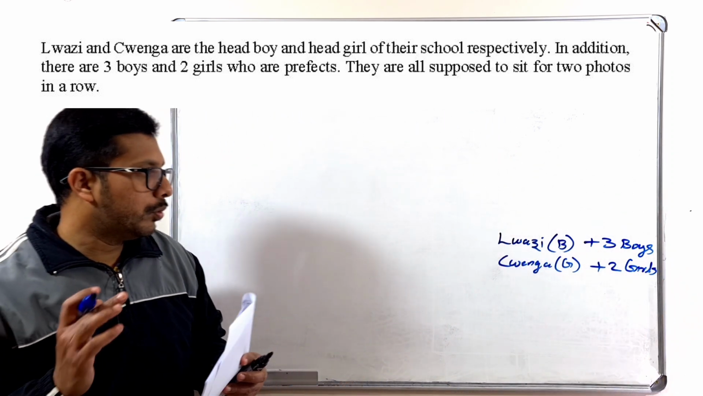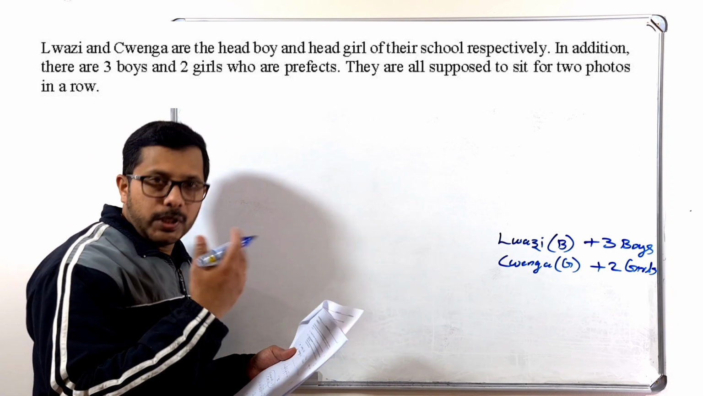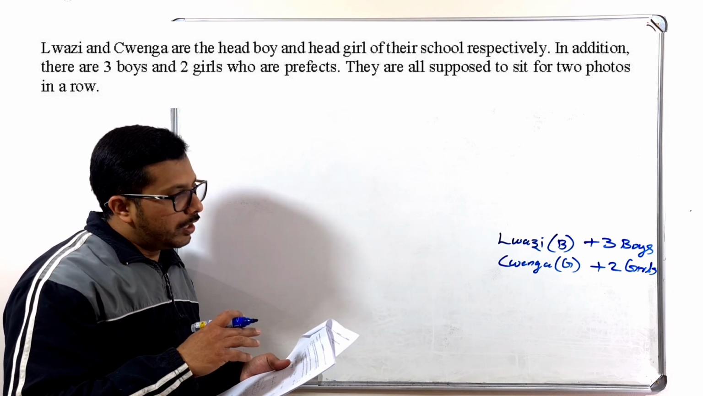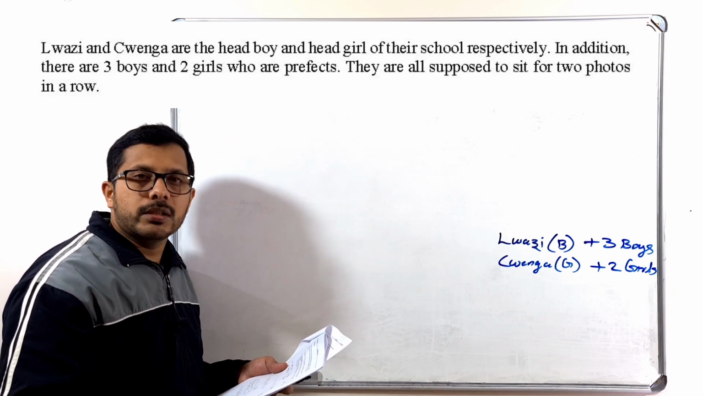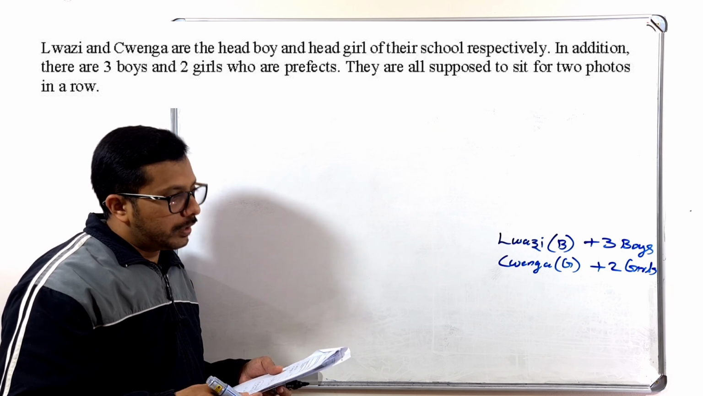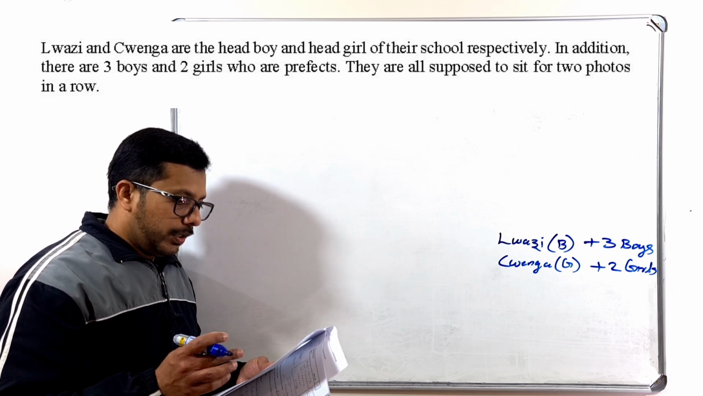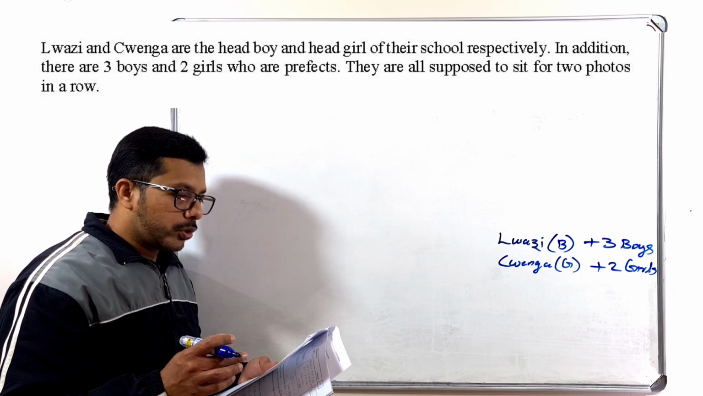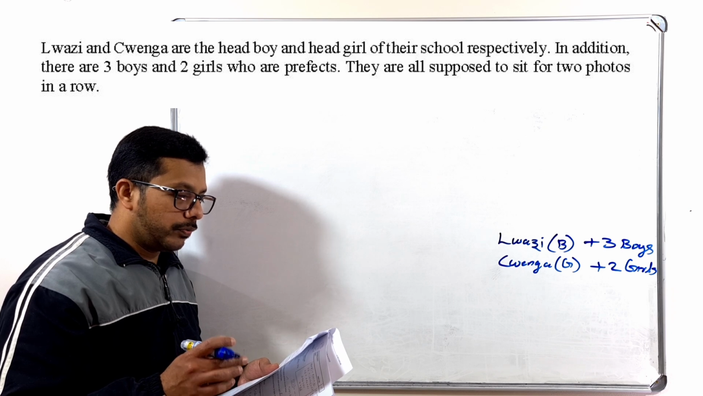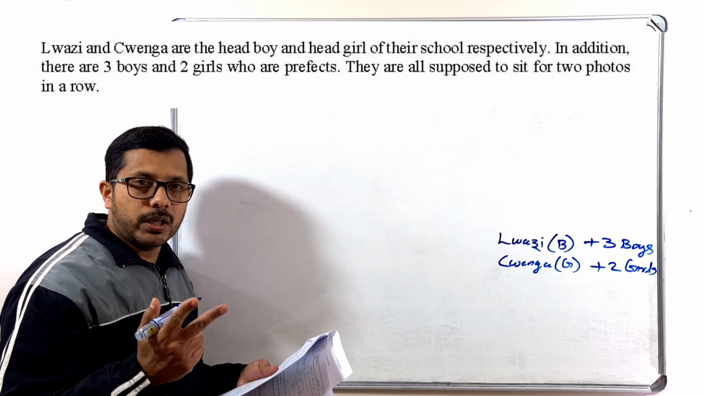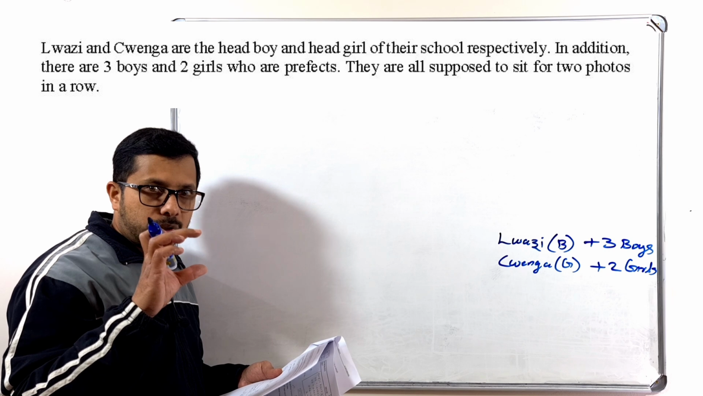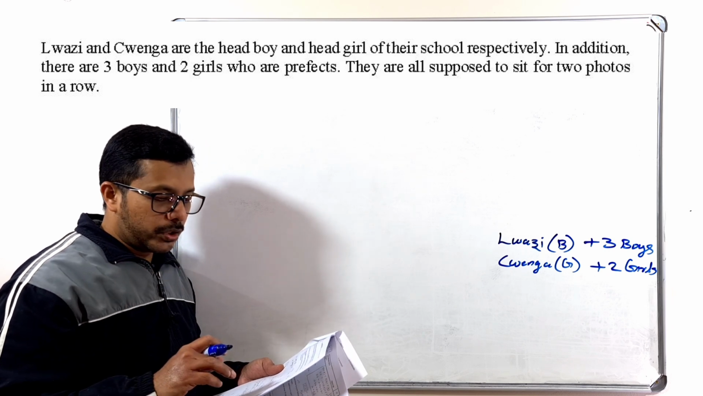Okay, so Luasi is the head boy plus 3 boys. Zwenga is the head girl plus 2 other girls. They are all supposed to sit for two photos in a row. Okay, they are going to take 2 photos. Now, what is the first question?